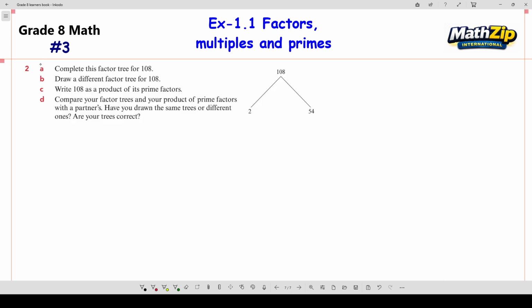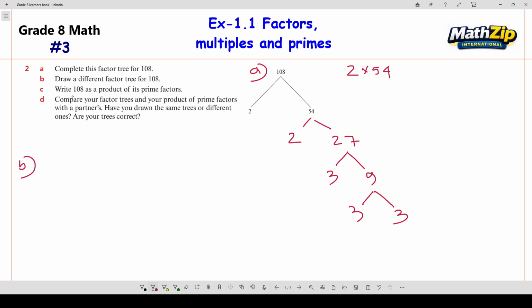Question 2, number A. Complete this factor tree for 108. So 108 can be written as 2 times 54, right? So this 54 we can write as 2 times 27. This 27 we can write as 3 times 9. This 9 we can write as 3 times 3, right? Okay, so number A done.